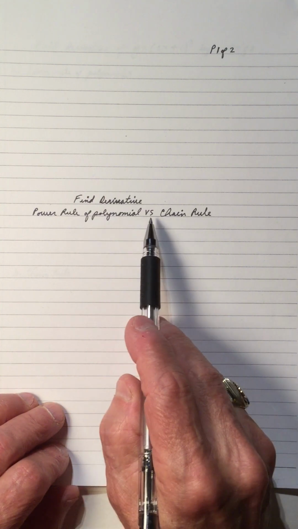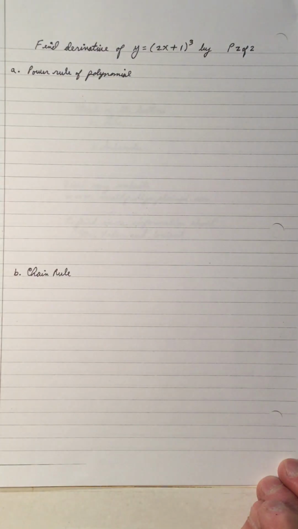Hi, welcome to my video on finding the derivative, but this time I'm going to illustrate finding the derivative of a function using the power rule of a polynomial versus the chain rule, and you can decide which one you want to do. It makes it easier for you. I just want to compare the two of them.